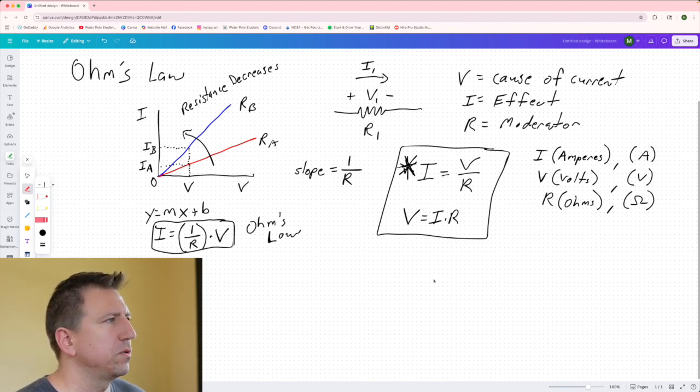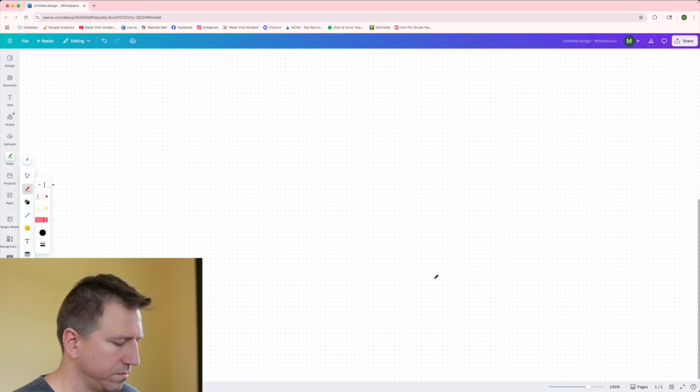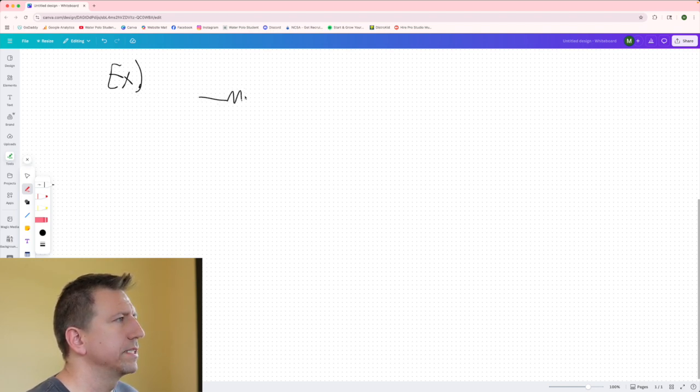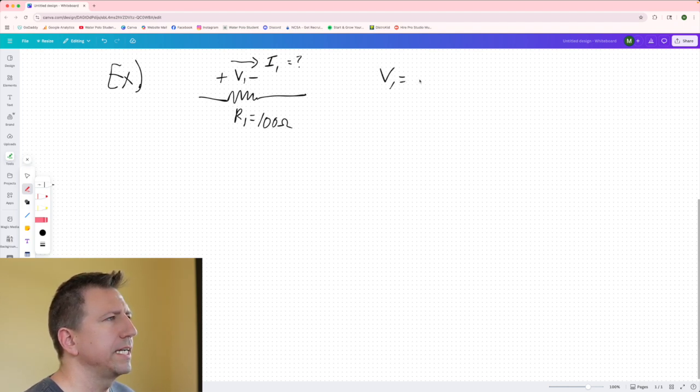So let's do a quick example. All right, so say I had a resistor, and I have this voltage across it. We'll just use V1 again and R1. And let's make R1 equal to just 100 ohms. Okay, and I want to know what I1 is. If V1 is, let's say, 5 volts, how would we figure out what I1 is?